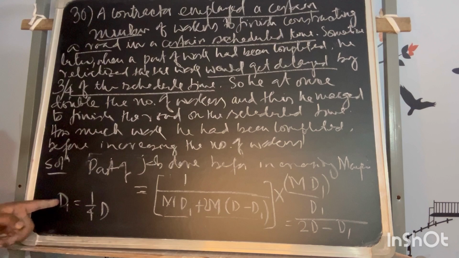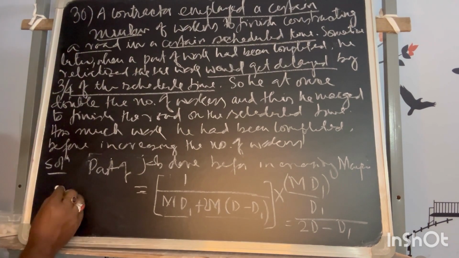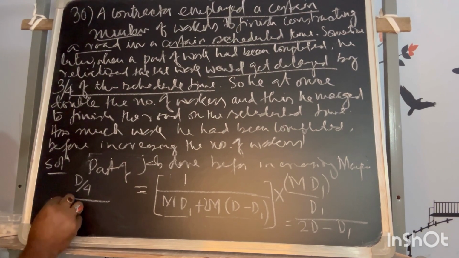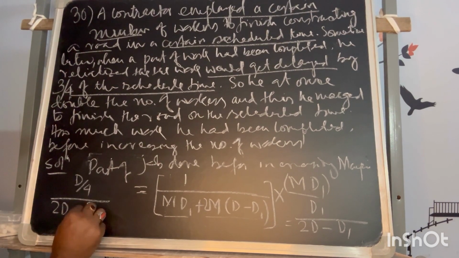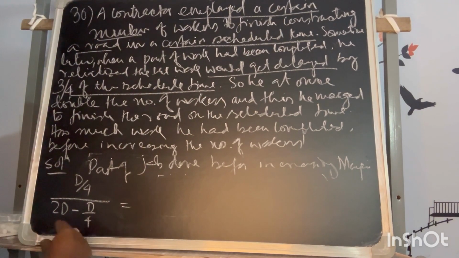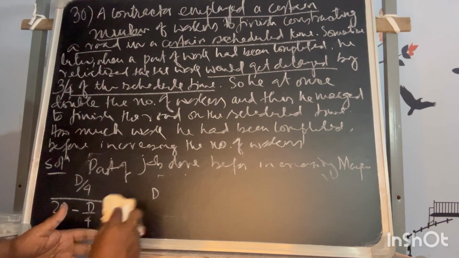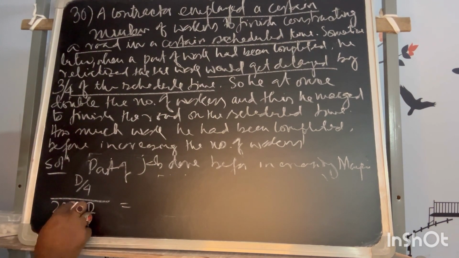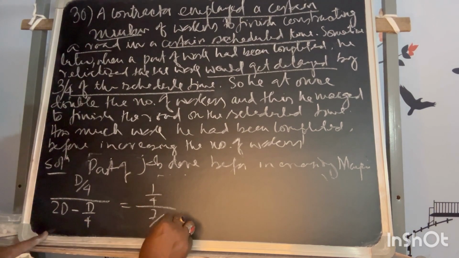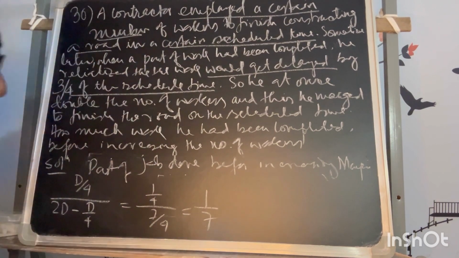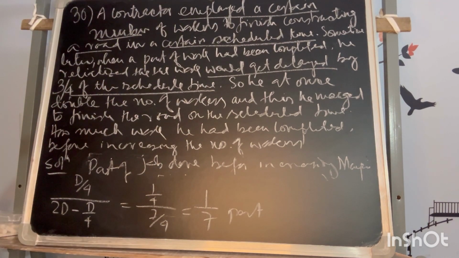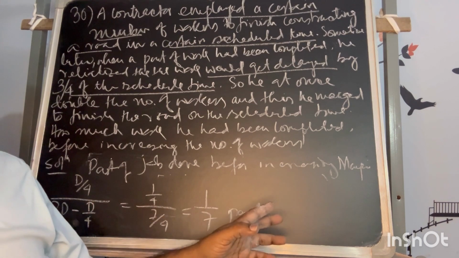So now if we put D1 is equal to D by 4 there, this is equal to D by 4 upon 2D minus D by 4. So ultimately D will be cancelled out. So this is 1 by 4 over 7 by 4. So ultimately this is 1 by 7 part. So after 1 by 7 part of the job, he realized and increased the manpower.